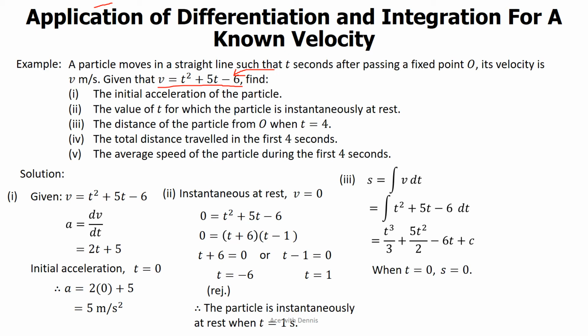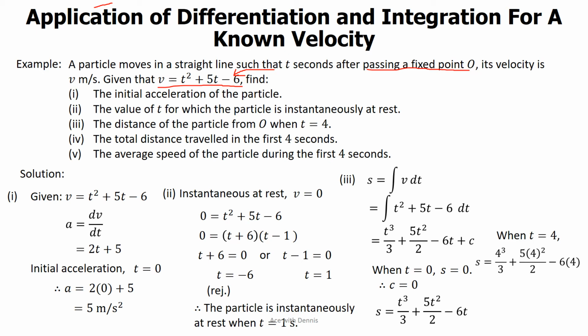When t equals 0, s is 0. As mentioned in the question, it passes the fixed point O initially. So c will be 0. Therefore, the equation of the displacement will be s equals t cubed over 3 plus 5t squared over 2 minus 6t.